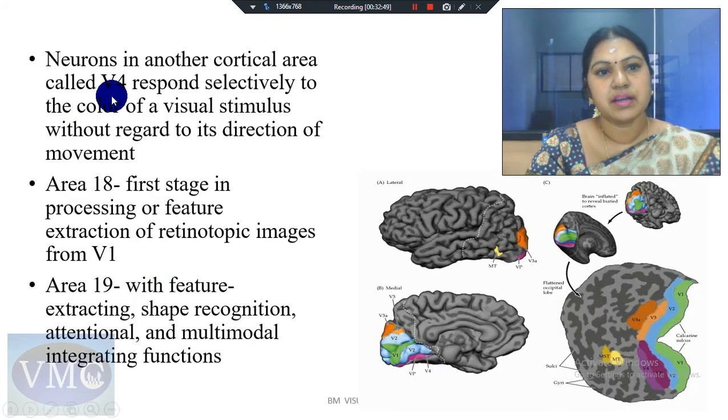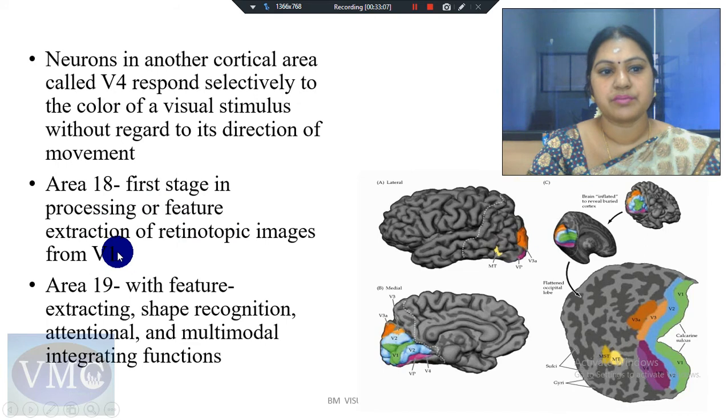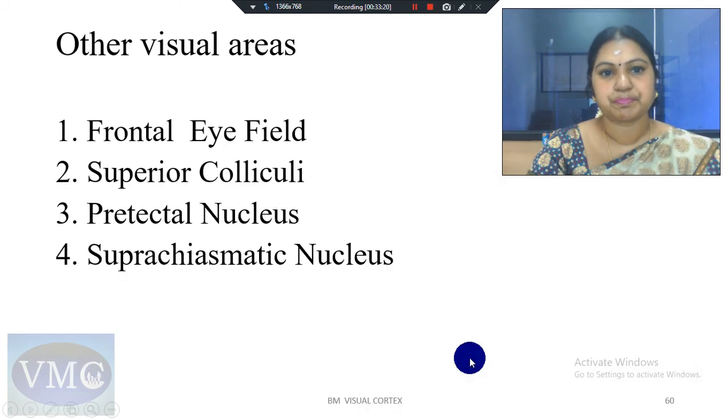So neurons in another cortical area called V4 respond selectively to the color of a visual stimulus without regard to its direction of movement. So V4 is concerned with color. Area 18 is the first stage in processing the feature extraction of retinotopic images from layer 4. Area 18 is concerned with this. Area 19 extracts shape recognition and much more features. Shape recognition, attentional and multimodal integration functions occur here.